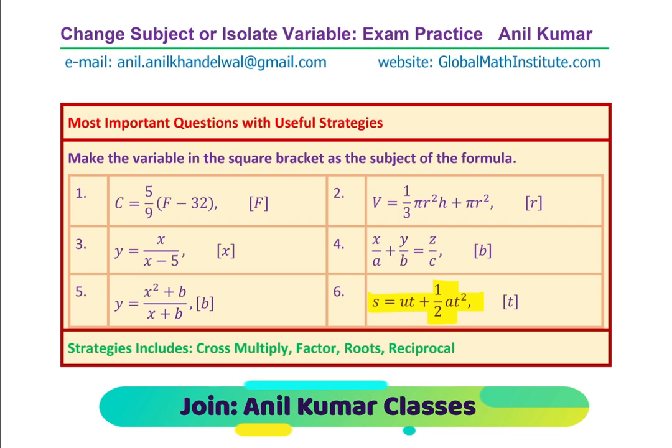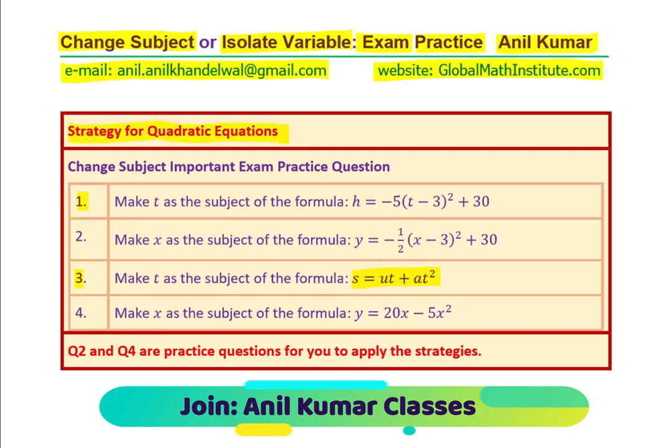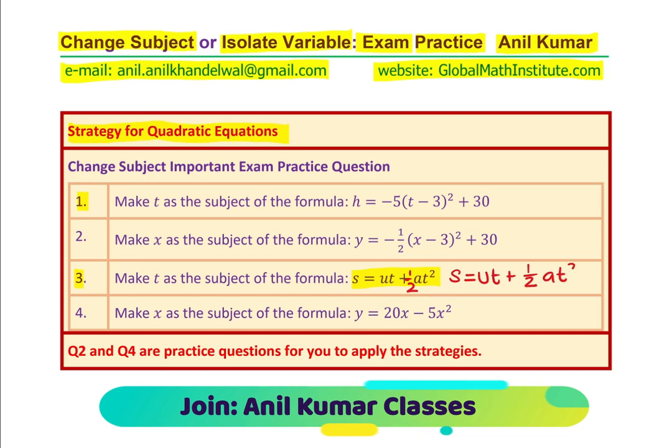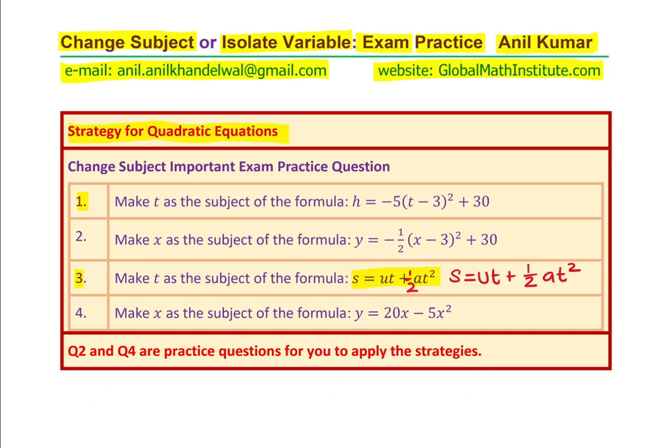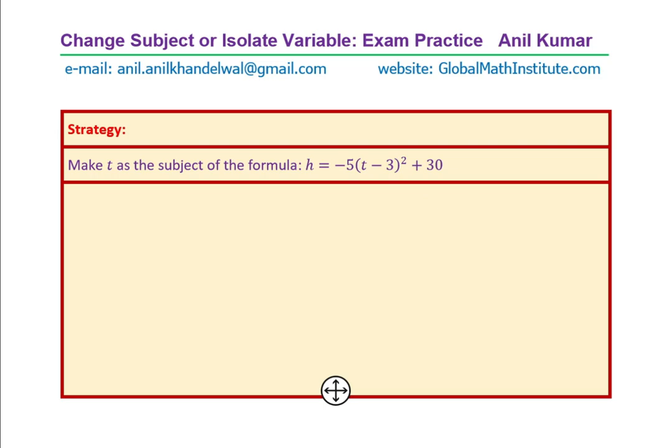So I think we can do half at squared. Let me just change the question here and make it half at squared, which is indeed the standard formula. So I change this question to s equals ut plus half at squared. More useful for you, correct? Okay, so we'll work on this. Let's begin with solving the very first question now.